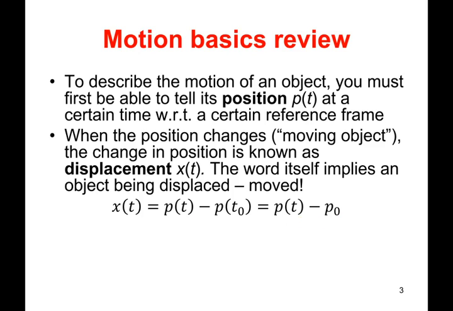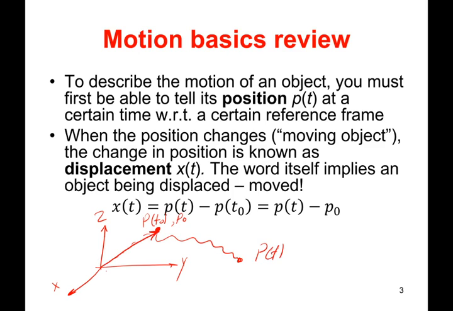Again, to illustrate this a little better, let's have the frame of reference x, y, z. This is P of t equals 0, or P0. Your object has moved to the second position, P of t, and these positions can be identified with two vectors. Displacement is essentially going to be a subtraction of these two vectors.